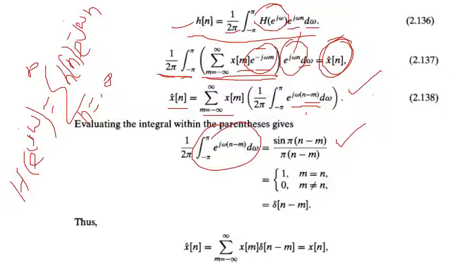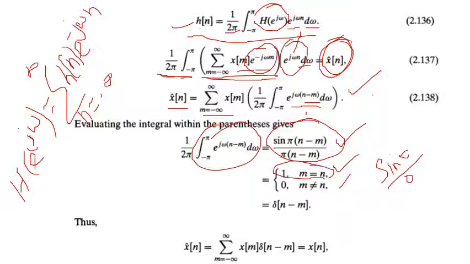So you can solve this integration very easily, and after solving the integration you will get this thing. When n is equal to m, we will get sin(π·0)/0. We know that 0/0 is an undefined thing, so we can use L'Hopital's rule and this will become 1. And when n is not equal to m, we will always get 0.